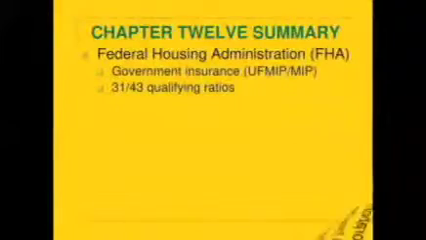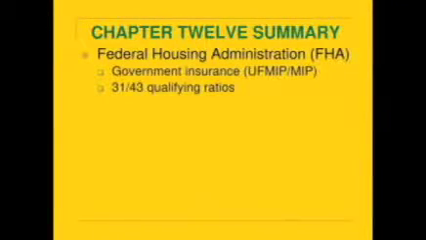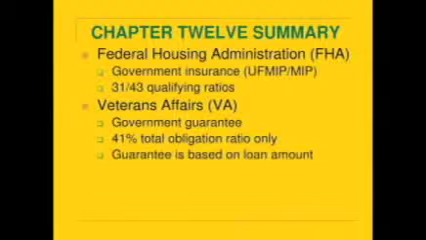The Federal Housing Administration, FHA, this is a government insurance, and the insurance premium is paid once up front and then monthly as part of the mortgage payment. The qualifying ratios are 31% for your housing expense ratio and 43% for your total obligation ratio. The Veterans Affairs, or the VA, this is a government guarantee. The total obligation ratio is 41%. There is no housing expense ratio. Its guarantee is based on the loan amount.